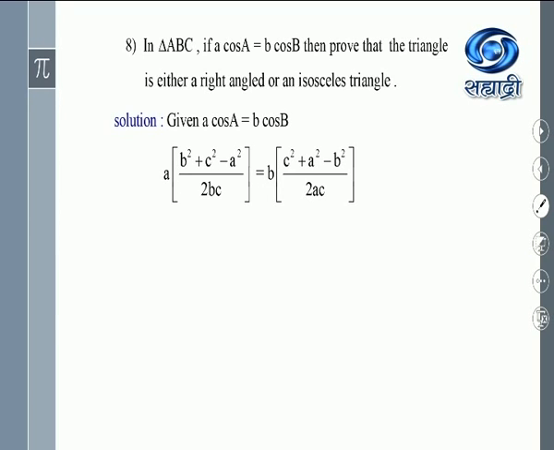Now simplify. Whatever rule you are using, you will have to mention whether it is sine rule, cosine rule or projection rule. No need to write the actual formula in the solution. Only the name is enough. Okay.